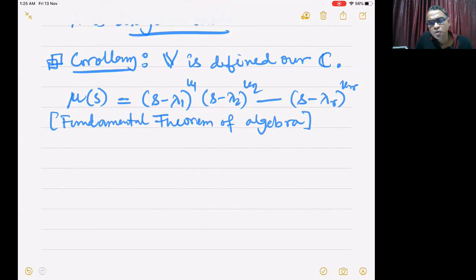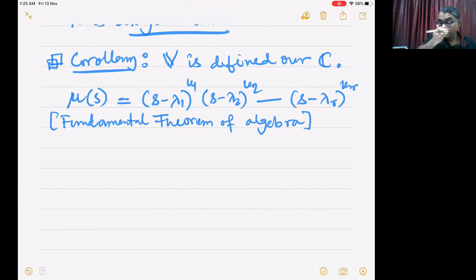Over real numbers, this is not true. Over real numbers, there are quadratic polynomials whose roots may not be real, as you've already seen many times. It depends on the discriminant of the quadratic polynomial, b square minus 4ac, right? Over complex numbers, that's not the case. Every polynomial will factorize. So every polynomial will factorize like this, right?